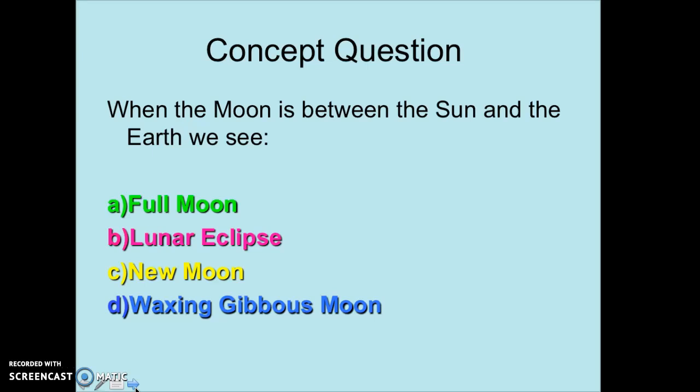So take a moment to answer this concept question. When the moon is between the sun and the Earth, what do we see?